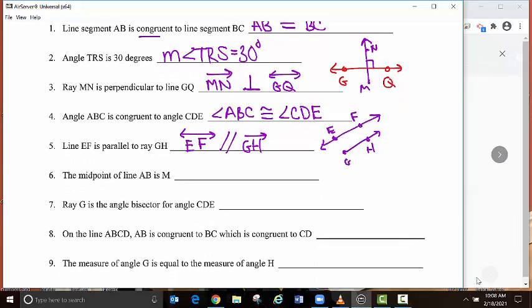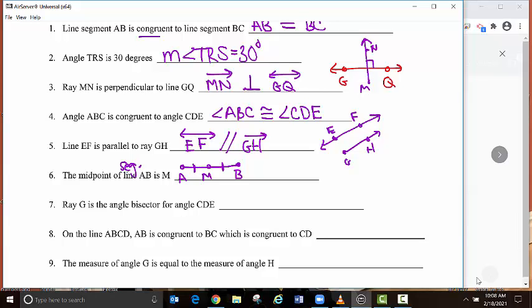Okay, next, the midpoint of line AB is M. Basically, it has to be line segment. You can't have a midpoint of a line because a line goes on forever for both directions, so there is no middle, okay, because it keeps going. So it should have said line segment, and you would just draw the picture. Here's the segment, AB, and here's M. And then you're showing that they're congruent. This piece is congruent to this piece. There's no fancy writing for it.